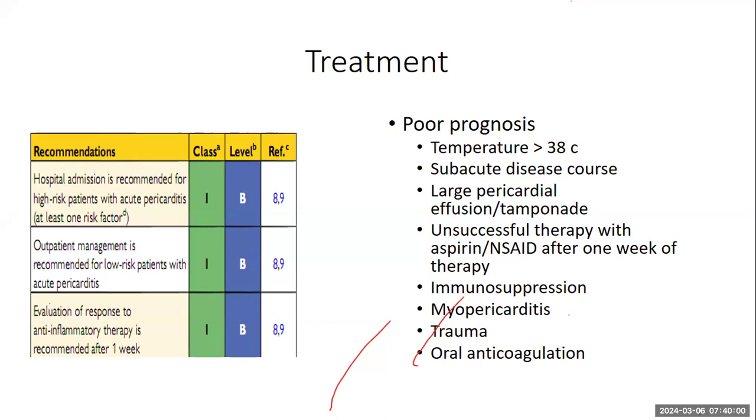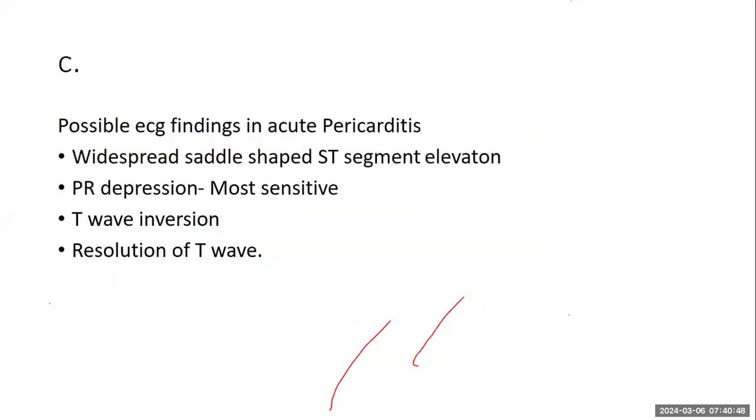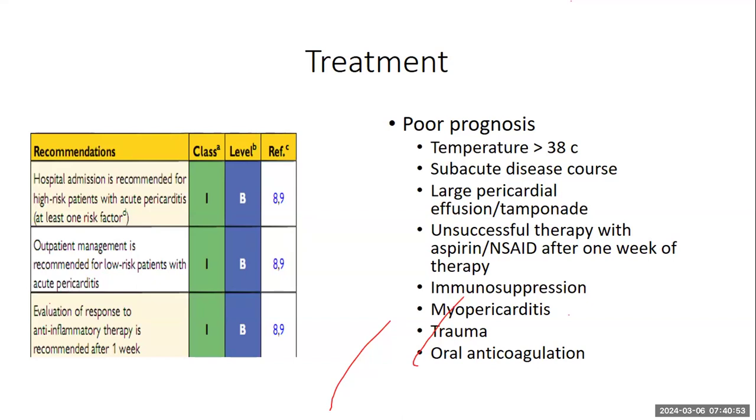Yes, the next question is about what will determine how we manage. Most of the time, acute pericarditis that is not complicated is a benign condition and may not need hospital admission. But when we see other things associated with the pericarditis, as I listed here, such as a temperature higher than 38, subacute course, large pericardial effusion, failure of NSAIDs, immunosuppression, or myopericarditis, these are the ones that may need hospital admission. So these are the things we check to decide whether we want to manage this patient as an outpatient or do a hospital admission. From the guideline, hospital admission is recommended for high-risk patients with acute pericarditis, with at least one of those listed risk factors, whereas for those that are low risk, we usually do outpatient treatment. Next slide, please.